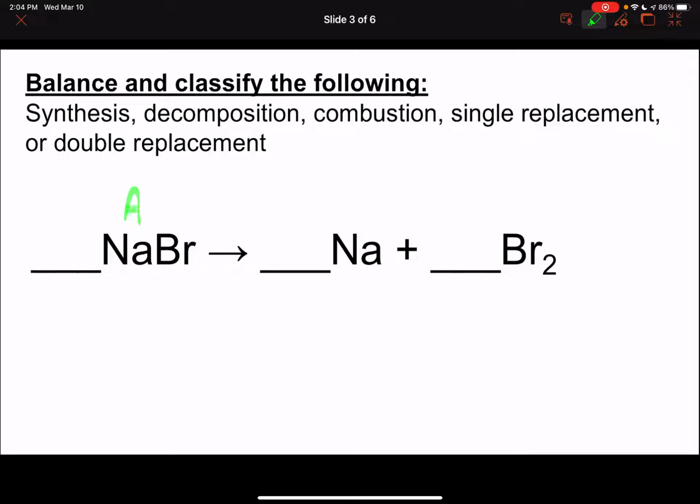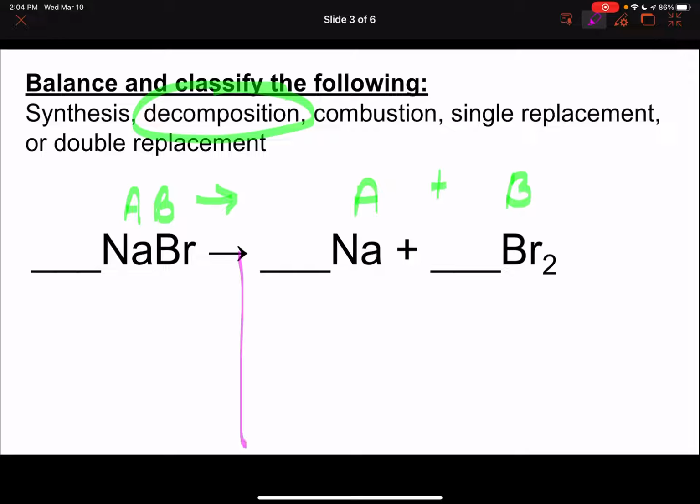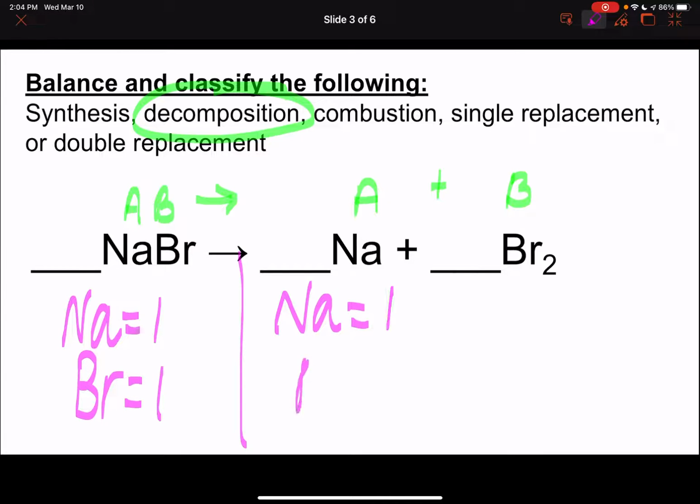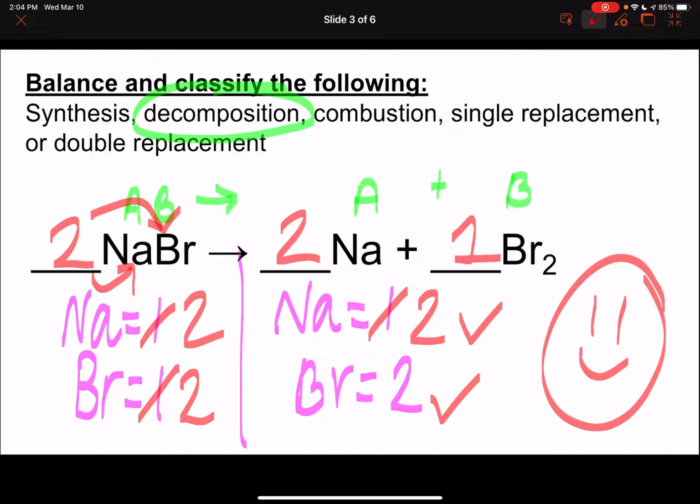Na is A, Br is B, and we can notice that it breaks down into A plus B. So we would see that this is an example of a decomposition reaction. So we draw our line going down. We'll see that we have one Na and one Br on the left, and one Na and 2 Br's on the right. So we're going to balance our Br first. When we put a 2 here, it not only changes Br to 2, it changes Na to 2 also. So our Br's are good to go, so we'll put a 2 up there, 2 and 2, we'll put a 1 there, and we are balanced for this decomposition.